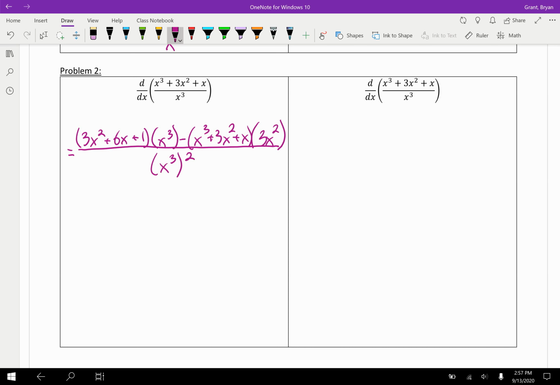That is the right derivative. If it's a free response, don't go further. Stop. You're golden. You're glorious. Why would you do more work if you don't have to? However, let's go ahead and check our other problem. How are we going to do this?